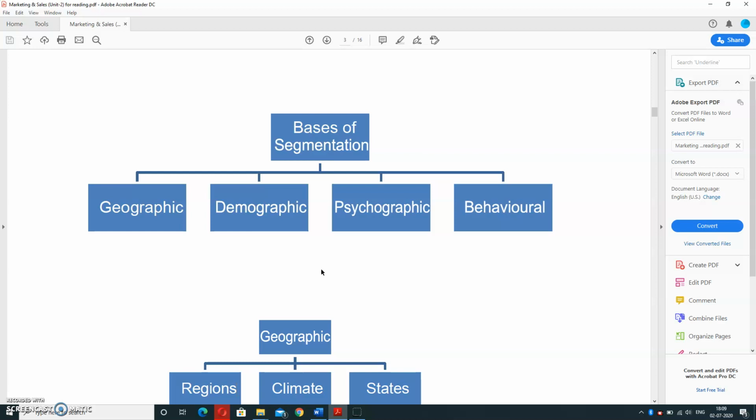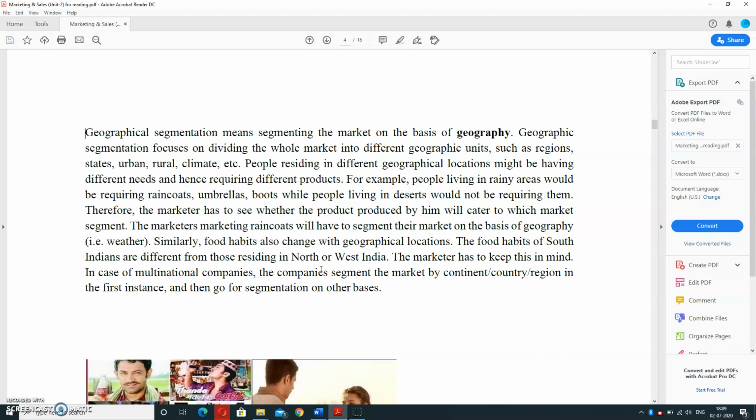Let's start now with geographic segmentation. Geographic segmentation means segmenting the market on the basis of geography. It means on the basis of location. Geographic segmentation focuses on dividing the whole market into different geographic units such as regions, states, urban, rural, climates, etc.